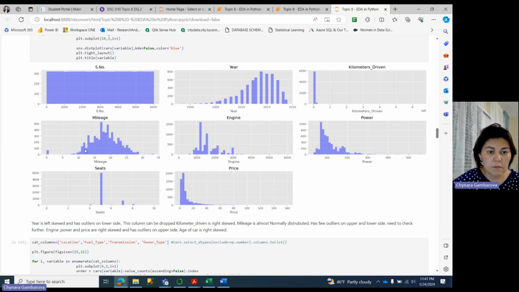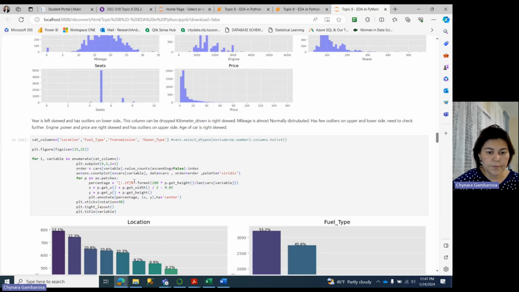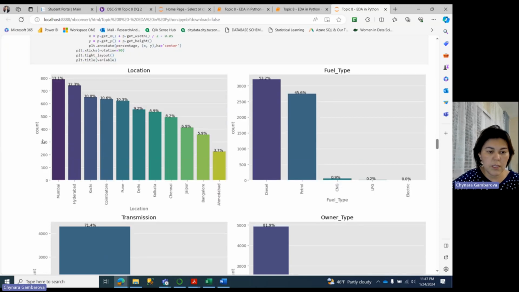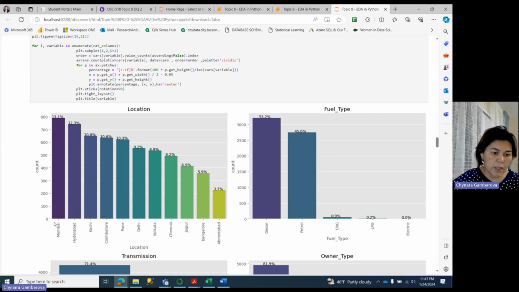Mileage, we can say it's normally distributed, but it has some outliers. Engine is skewed to the right, same for the power and same for the price. So the next, I have another descriptive statistics visuals here. Most of the cars are available in Mumbai, and in Ahmedabad, the least amount of cars.